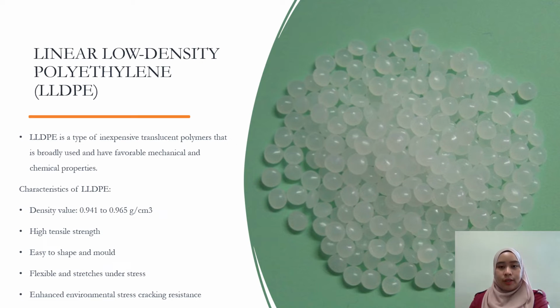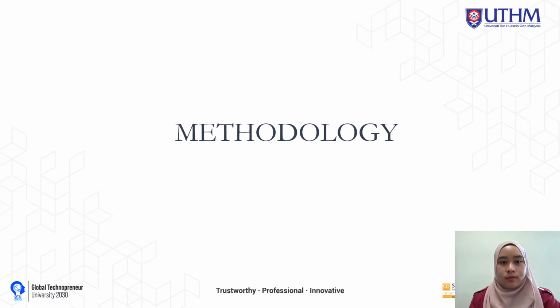Linear-low density polyethylene is a type of low-cost polymer that is broadly used and has good mechanical and chemical properties. Physically, LLDPE is a semi-rigid and translucent multicolored material which can be easily processed by most methods, from granules and shapes to any type of manufacturing usage.